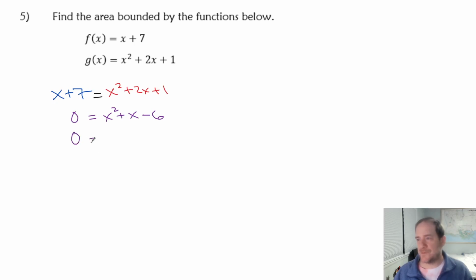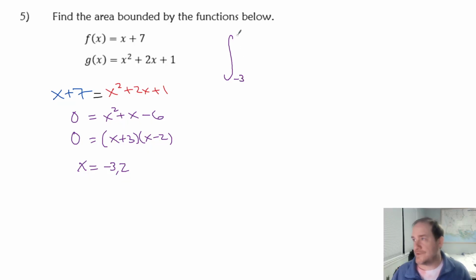And then that's factorable. So you get x plus 3 and x minus 2, which means the 2 points of intersection are exactly the points that we thought we saw in our graph. They're at -3 and they're at 2. And that means our integral should be an integral that goes from -3 to 2.